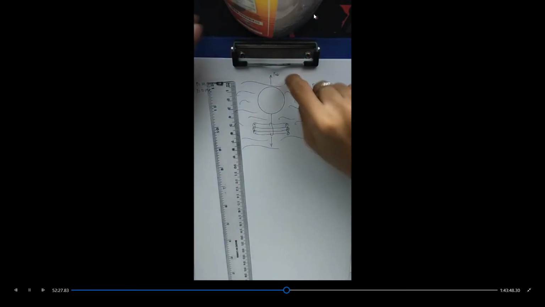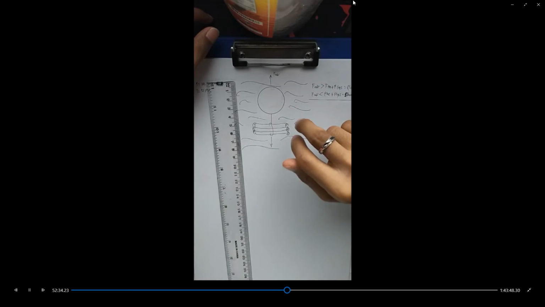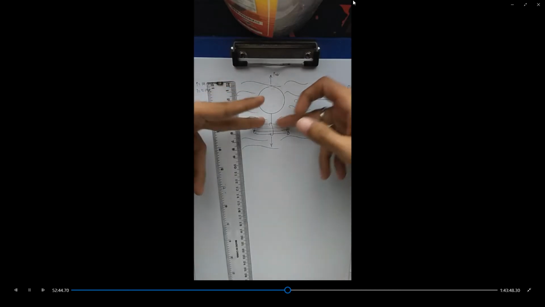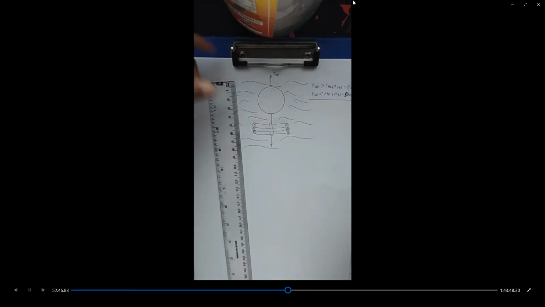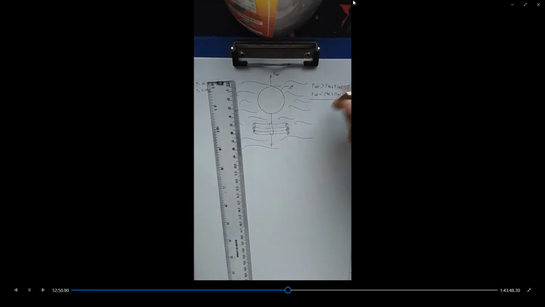Now, how do we make our force of air greater than the force of these two materials? The answer is that the amount of air displaced should be great. In order to make the amount of air displaced great, we need to make the volume, or the diameter, of our balloon also great.